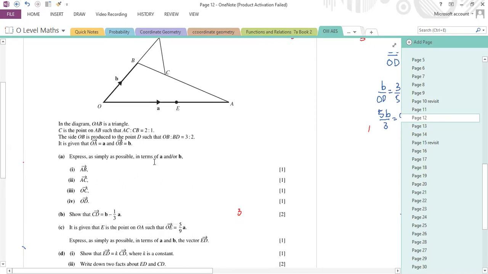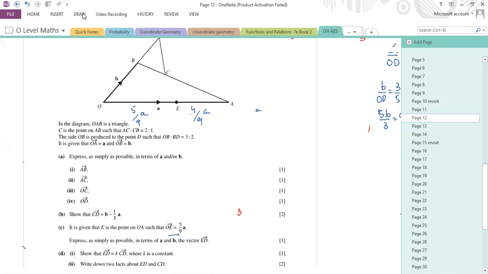Point E is a point on OA. Now this is point OA. Now I can very well feel OE is 5 over 9, so it means that this is 4 over 9. This is 5 over 9 of A, so this is going to be 4 over 9 of A, because together it is going to become A only, right? If you add both of them, it's simple.